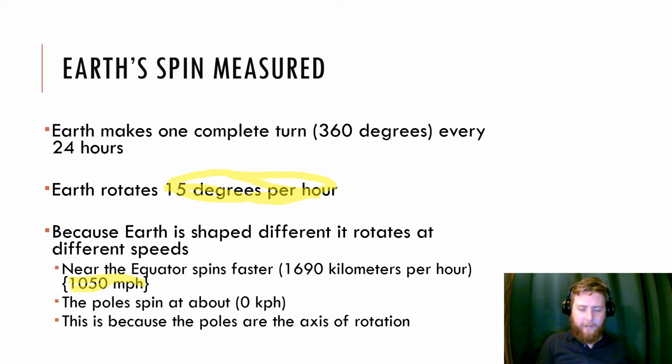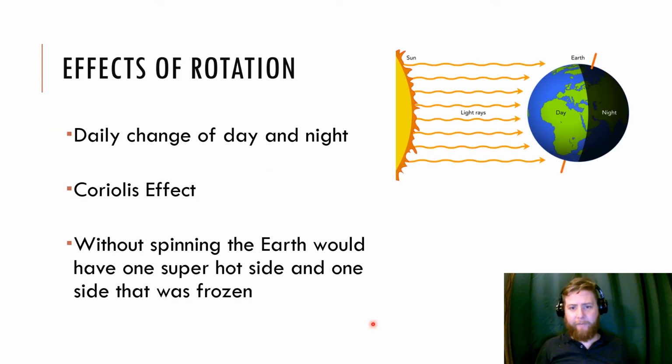So rotation affects our planet in a lot of ways. And the most obvious effect of rotation, of course, is the daily change between night and day on the planet Earth. We also see the Coriolis effect, we've talked about it, but without the spinning of the Earth, one side of the Earth would be super, super hot as it would always be getting sunlight, and one side would be frozen as it would be completely stuck in darkness. Only because the Earth spins do we have this really nice heating and cooling of the Earth. I like it hot, but not this hot.